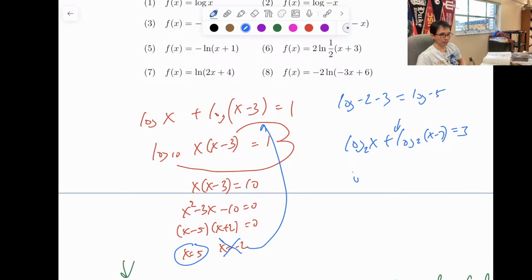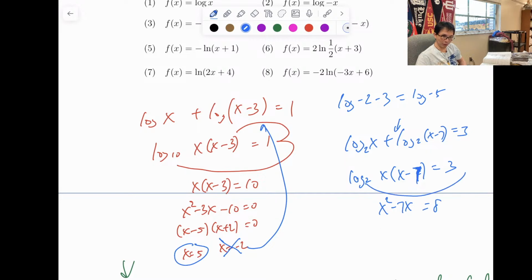This means log base 2 of x times x minus 7. Sorry, 7. So that's going to be x squared minus 7x equal to 3. Sorry, that's not equal to 3. It's equal to 8. Why is it equal to 8?